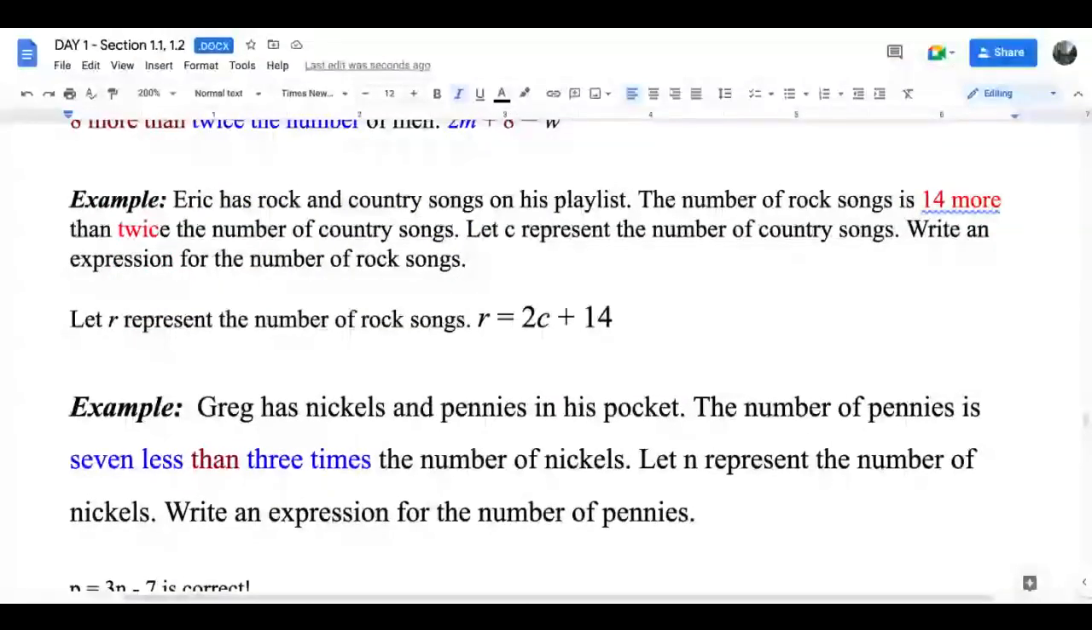Let's see this one. Erica has rock and country songs on his playlist. The number of rock songs is 14 more than twice the number of country songs. Letter C represents the number of country songs. Right? So twice the number of country songs will be 2C. 14 more will be just plus 14. So the rock songs, letter R, will be 2C plus 14.